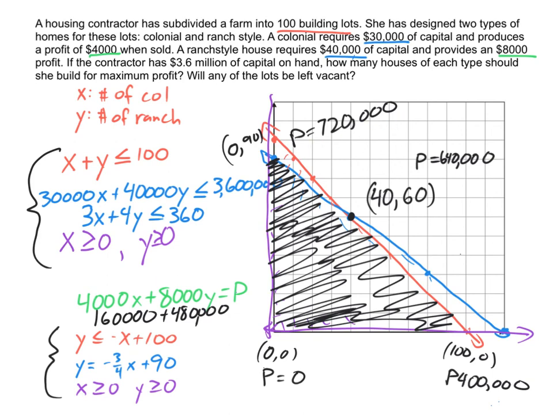So I'm going to make my most money if I build 0 colonial houses and 90 ranch houses. Now this is interesting, mainly because I'm going to have 90 ranch houses and 0 colonial, which means I'm going to have 90 houses. But I had 100 lots to begin with, which means there are 10 lots that are not being used. So will any of the lots be vacant? Well, yes, 10 of those lots will be vacant. So there is my answer.